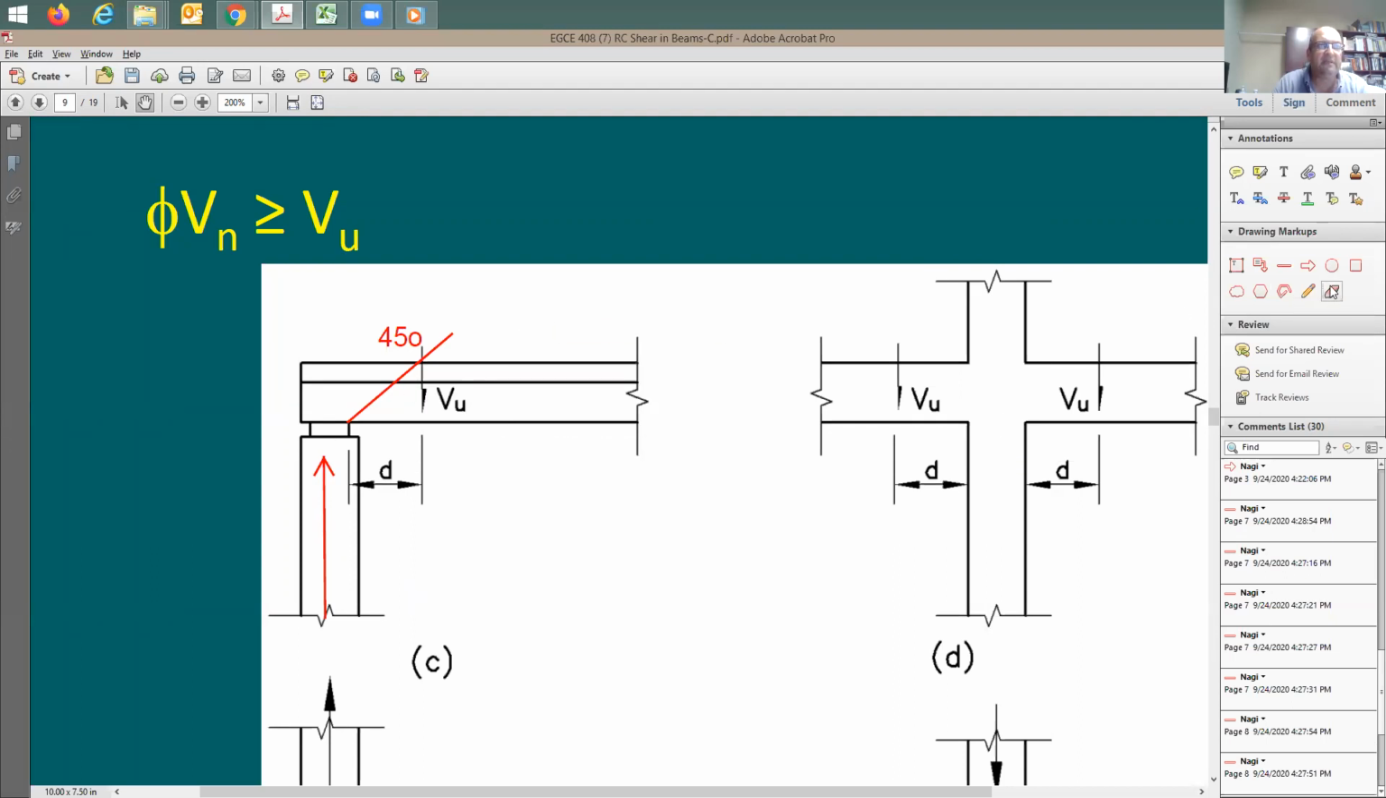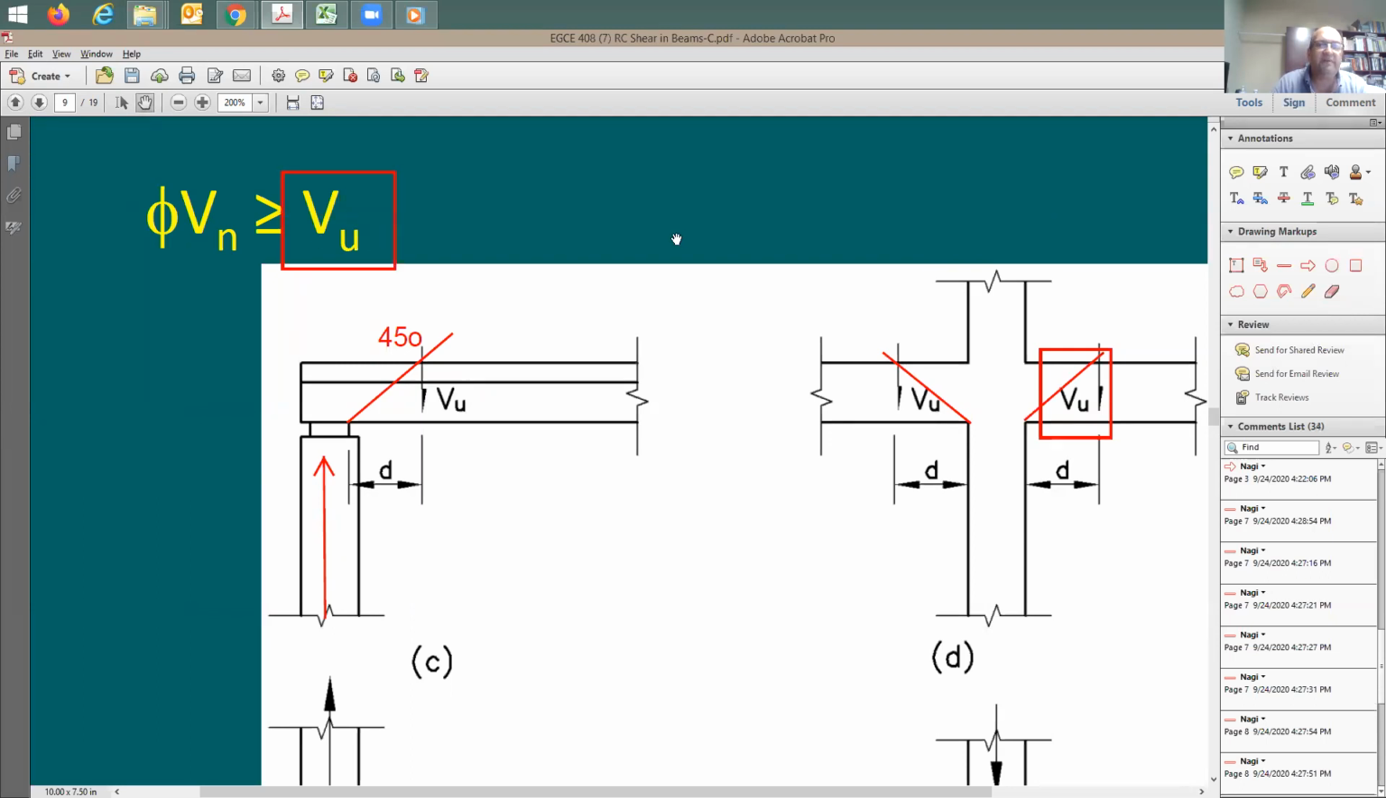How about here? You can say the same. Take a line here at 45 degrees. If this is going to be D, this is also going to be D. So you need to stay away at D distance from the face of support, and at that point you figure out the maximum shear. This is what you call shear demand, V sub U. This V sub U is what you need to design for.